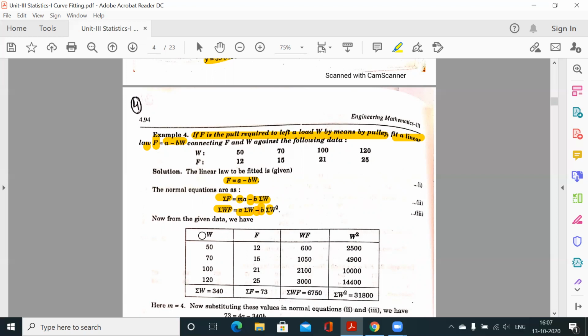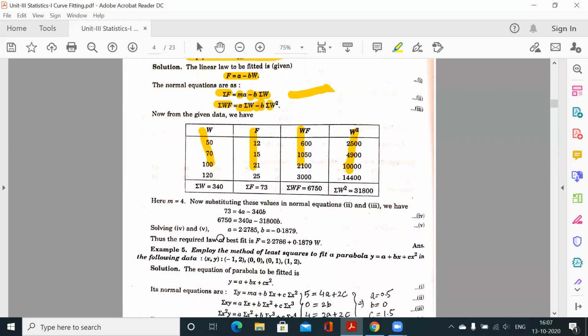Now this is x, this is y, now x, xy and x square for a straight line. So this is your data, these are x values, these are y values. Only the names of the variables have been changed, nothing else. Clear? So this is the first normal equation, this is the second normal equation. Now you apply the elimination or substitution method, you will get a and b values.